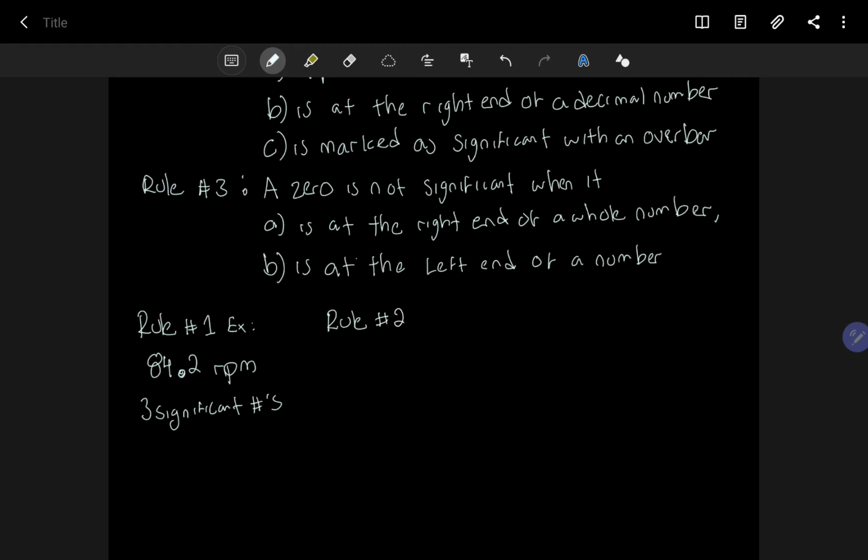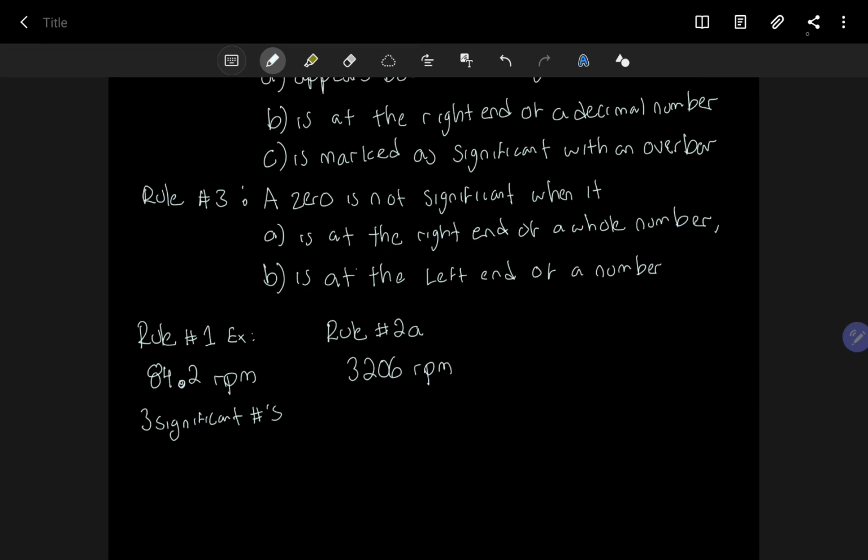Rule number 2A. We're going to consider 3,206 RPMs again. So, how many significant numbers do we have for this one? In this case, we have 4 significant numbers, because as long as the 0 is in between 2 numbers, we'll count that in.